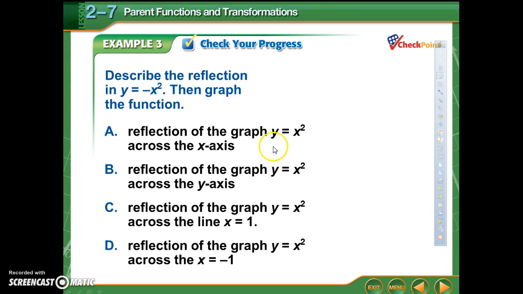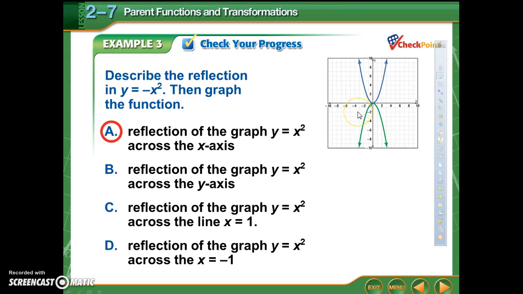Describe the reflection in y equals negative x squared, then graph the function. So again, type this one in. Clear both y1 and y2. Type in x squared in y1 and negative x squared in y2. Hit graph. And it reflected over the y-axis there. Oh, I'm sorry. It reflected over the x-axis. Might help if I know my axes.